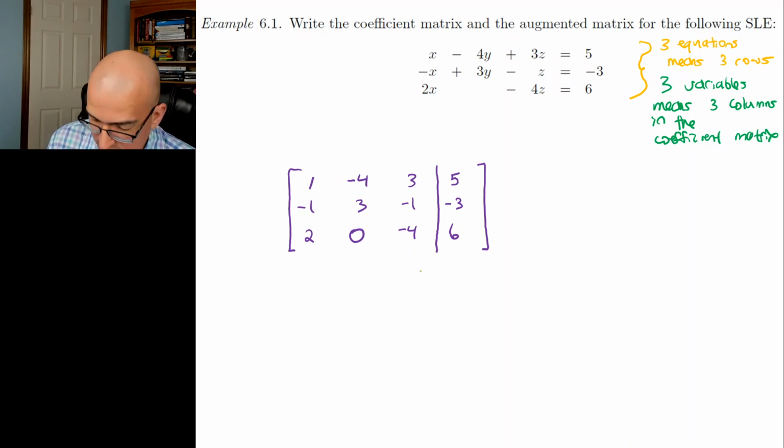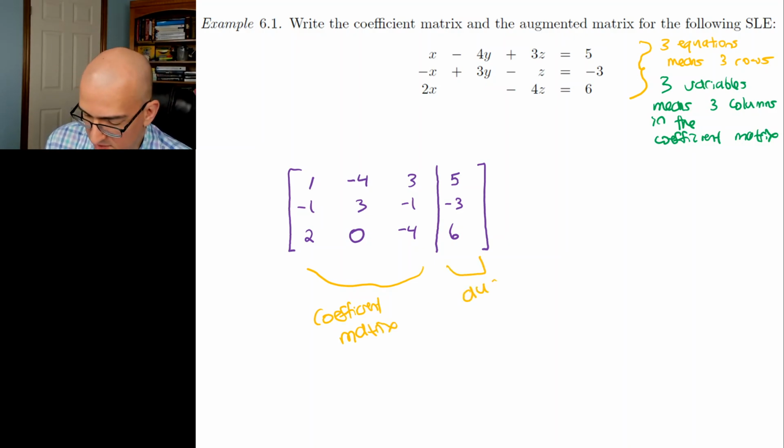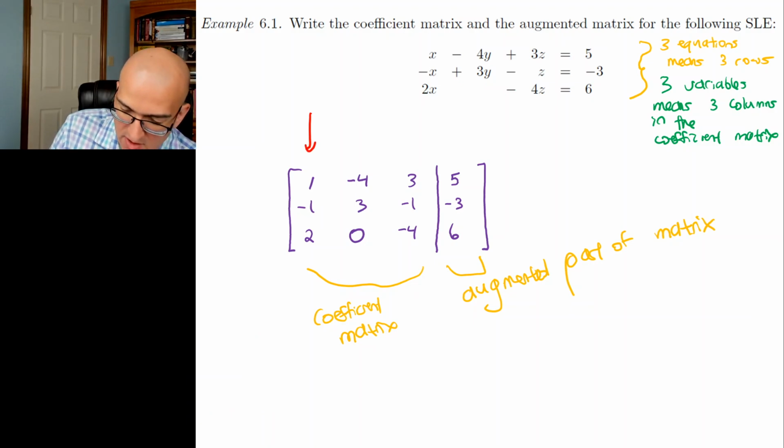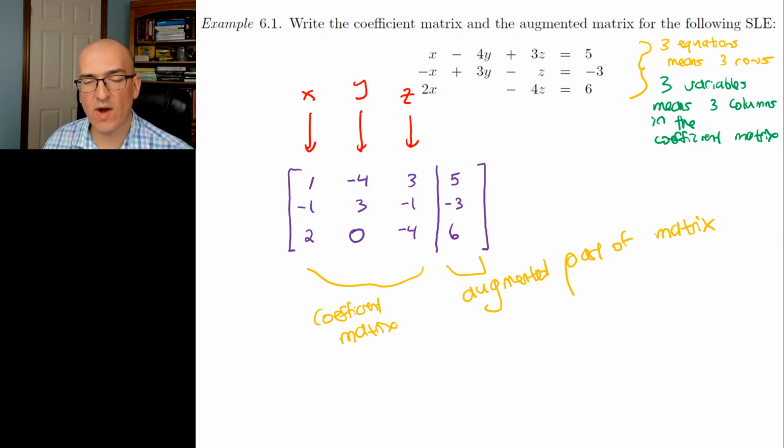And I'll label it. We don't have to do this labeling, but I'll label it anyway. This is the coefficient matrix, and that part is the augmented part of the matrix. And this entire block is the representation of the SLE. This column is the x column, this is the y column, this is the z column. You don't need to label the x, the y, and the z. It's going to be implied by the order in which they appear. We have to make sure our system is in standard form before we do this, so that we can rely on this interpretation.